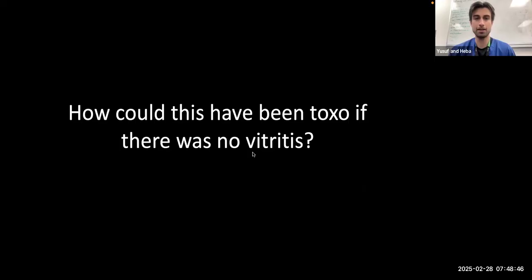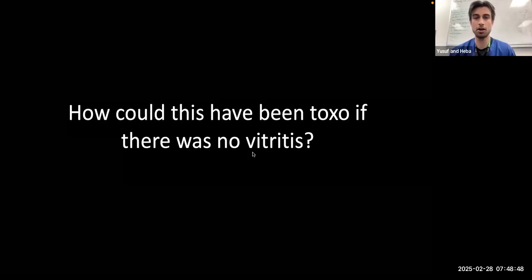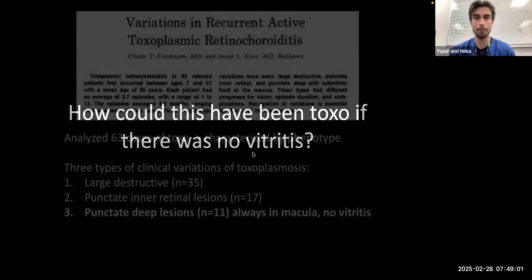So going back to the case in the discussion, how could this have been toxo if there was no vitritis? You know, Dr. Christakis mentioned that one of the classic key hallmarks of toxo is that headlight in the fog appearance with lots of vitreous inflammation. That's one of the reasons why these patients can actually detach.